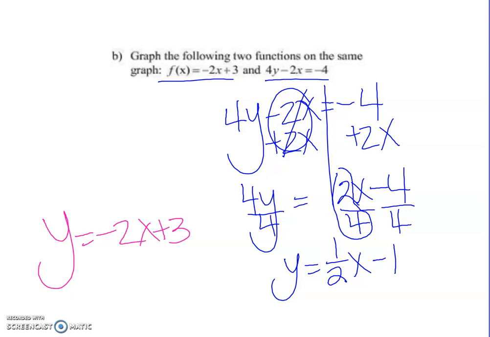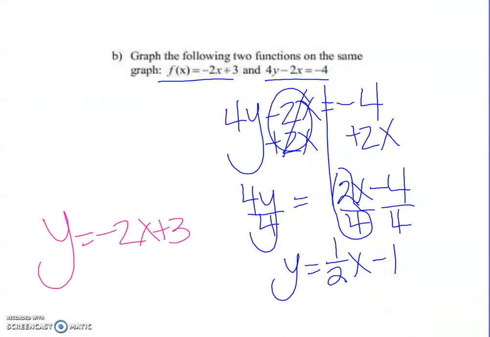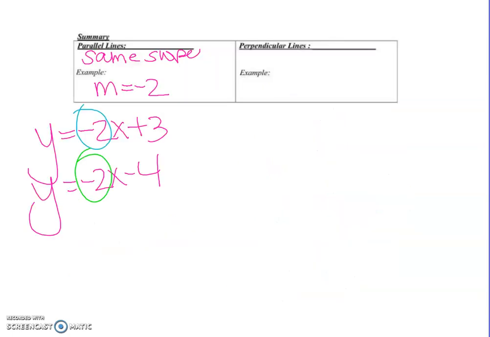You could use graph paper if you wanted. I'm going to use Desmos. You can see when I graph these, the lines cross at a right angle. So let's go back and take a look at those slopes that we were looking at before. And do we notice anything here? Is there a pattern? And there is a pattern.